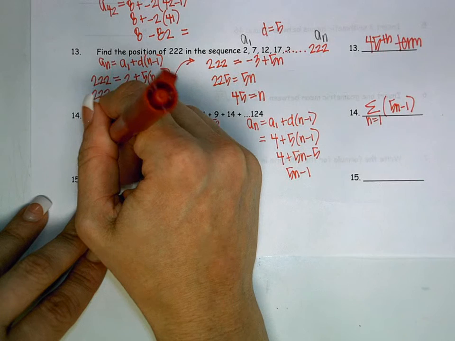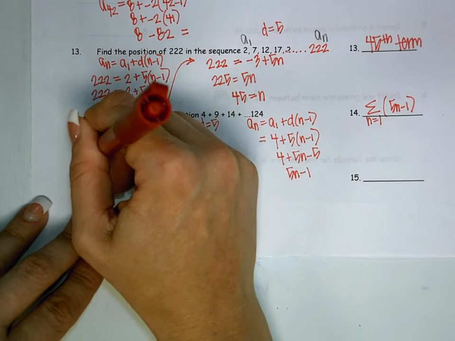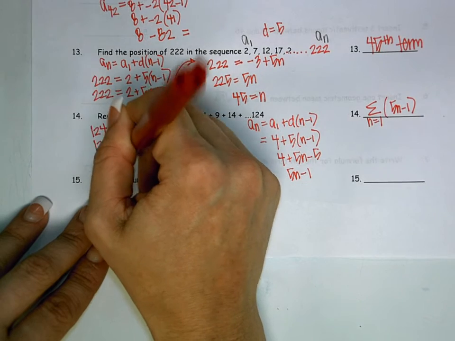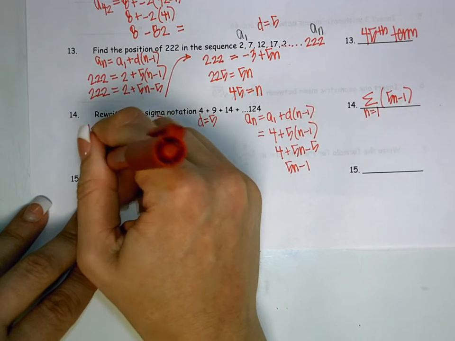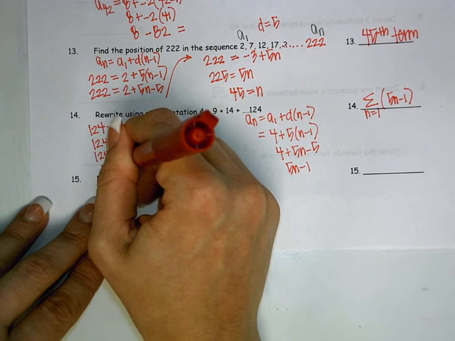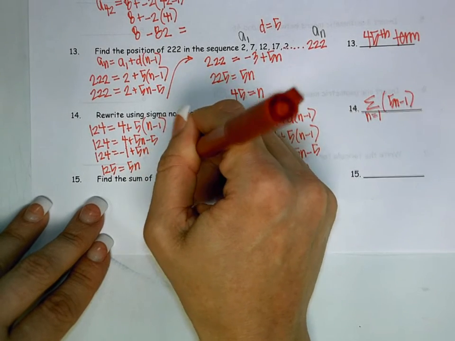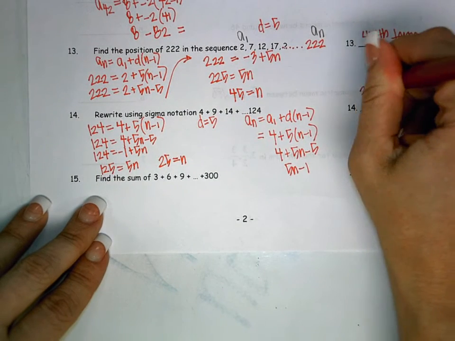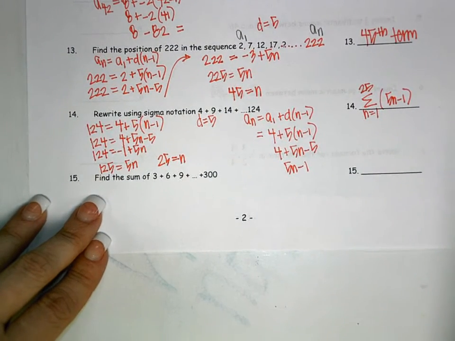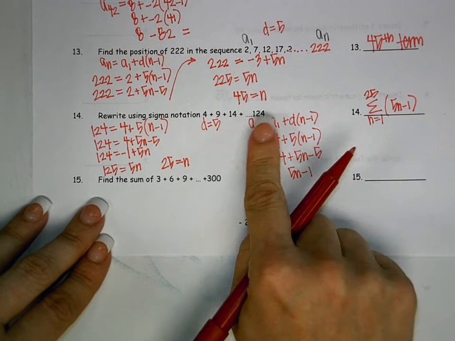124 equals 4 plus 5N minus 5. Work this out, we get 124 equals -1 plus 5N. Add 1 to both sides, 125 equals 5N. If you divide through, we get 25 equals N. So your last term number is when you plug in 25, so you put the 25 on top of the sigma. You will have to do that, so you have to find out the formula and what term number that is.